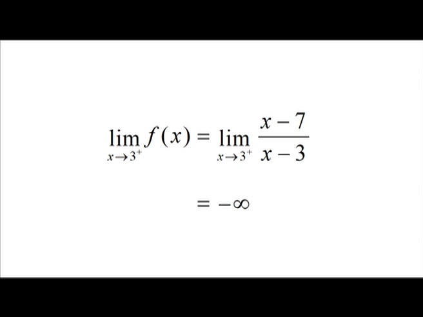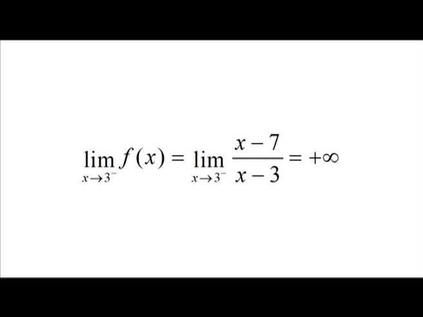Then limit x goes to 3 plus f of x is equal to limit x goes to 3 plus (x minus 7) by (x minus 3), which is equal to minus infinity, since the numerator goes to minus 4 and the denominator goes to 0 from the right when x approaches 3 from the right. Thus, x equal to 3 is a vertical asymptote.